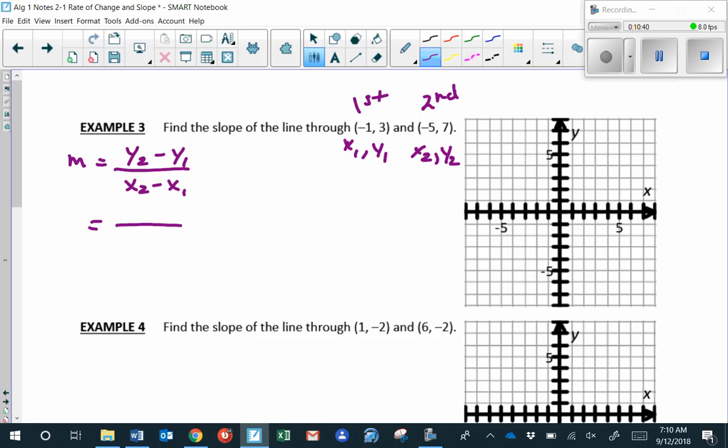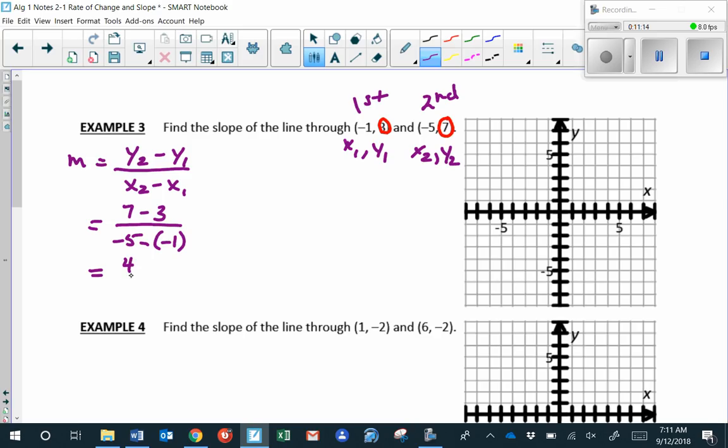So when we subtract the y's on top, be very careful that you subtract just the y values. So I'm going to circle them. And so subtracting them, the second one minus the first one would give us 7 minus 3. Now subtracting the x values, the second one minus the first one would give us -5 minus -1. Be very careful with subtracting negatives. All right, let's finish this calculation.